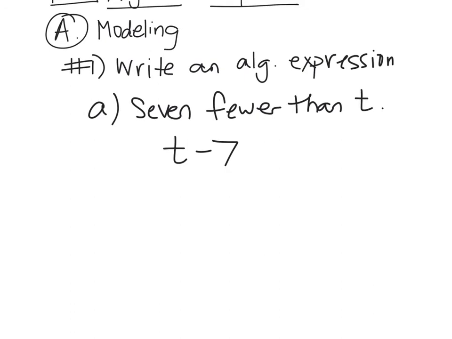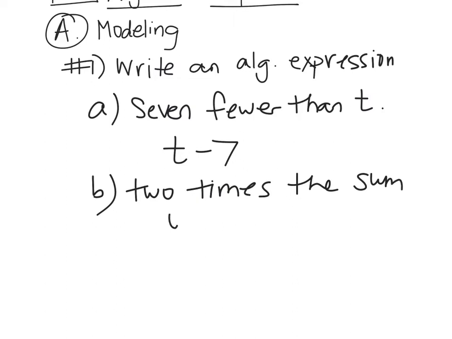All right, so here we go. Another one. B. How about, ooh, this one's tricky too. 2 times, okay, we know what those words mean. 2 times the sum of A and B. Two times the sum of A and B.